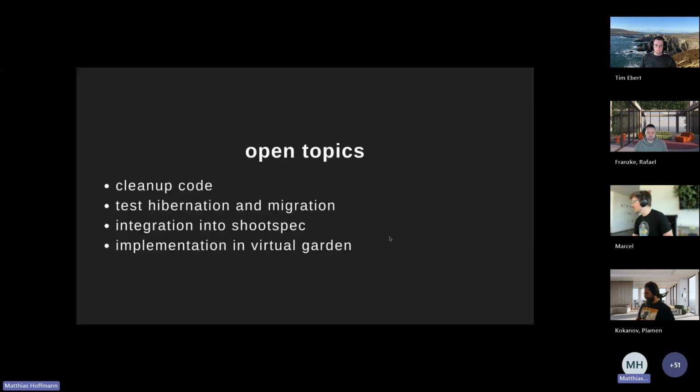Open topics we see: we have to clean up the code. We had to touch the three repositories, Gardener, etcd Druid, and etcd Backup Restore. We did not test the hibernation and migration steps yet, but I suppose they would work because it's all pretty straightforward. The integration to the new shoot spec should be validated, so that the encryption secrets and encryption config are also migrated, and it should also be possible to implement it in the virtual garden backup, but this was not yet tested.